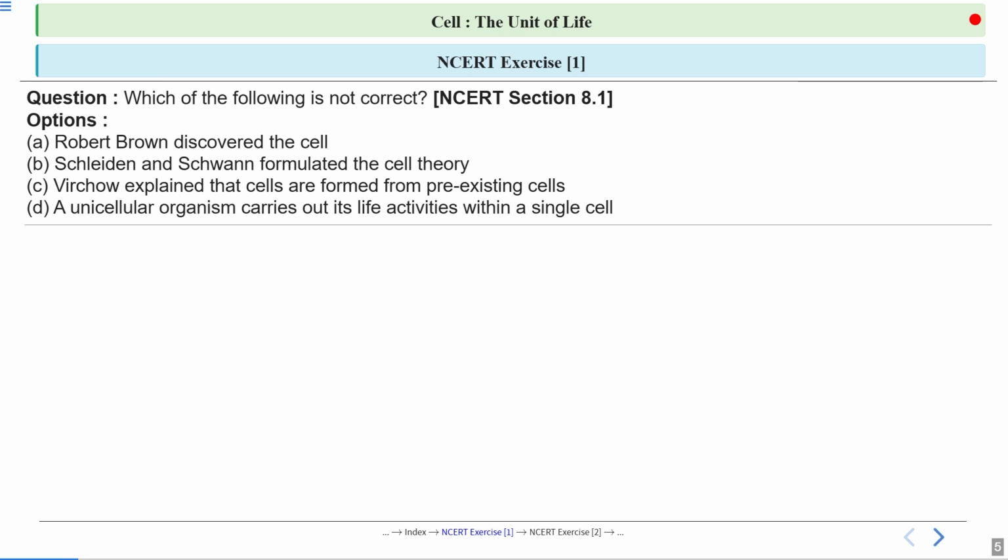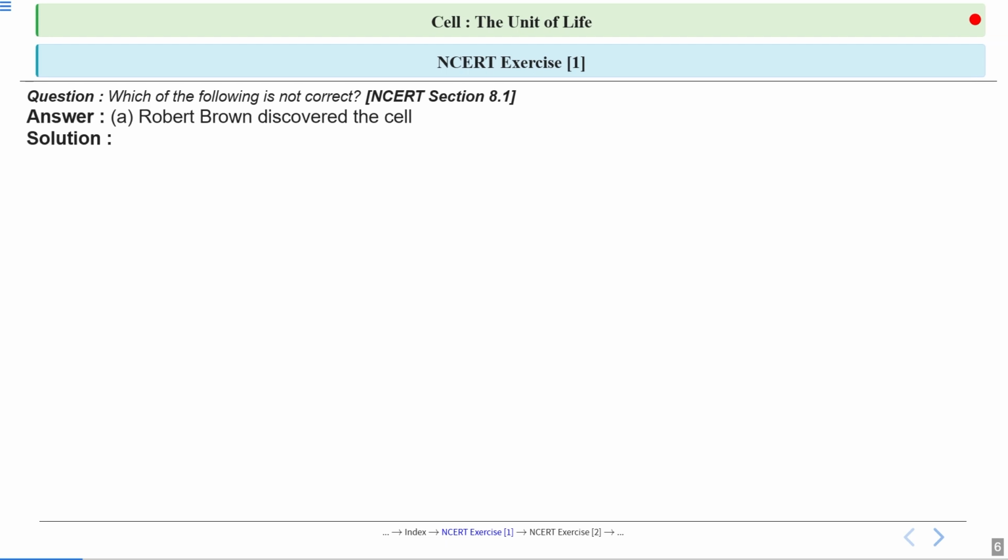Let's have a look at the answer. The answer is option A. Robert Brown discovered the cell. This is an incorrect statement, because the cell was first discovered by Robert Hooke. He studied the cork cells, which are dead cells. Then live cells were discovered by Leeuwenhoek.